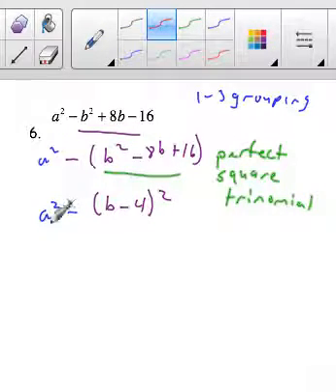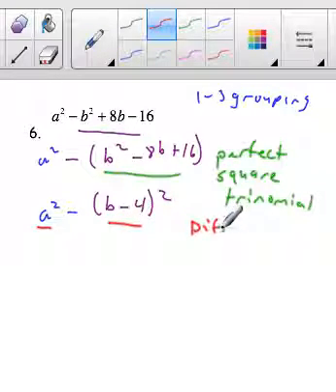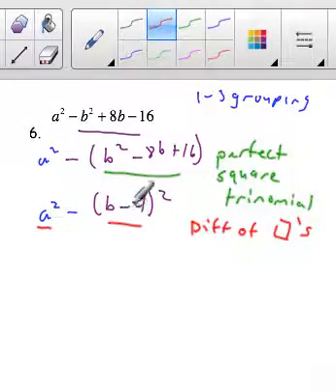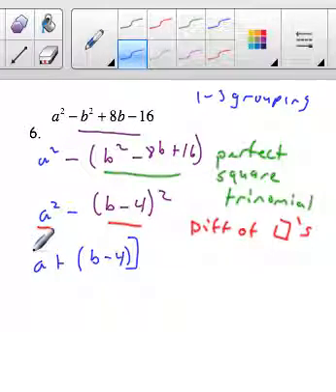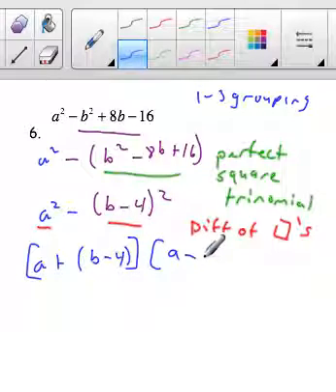And when I look at this line, I see that I have a difference of squares because I have a squared and then I have b minus 4 quantity squared. And to factor a difference of squares, I'm going to take a plus the second factor, b minus 4. That's my first factor. And the second factor is going to be a minus the quantity b minus 4.